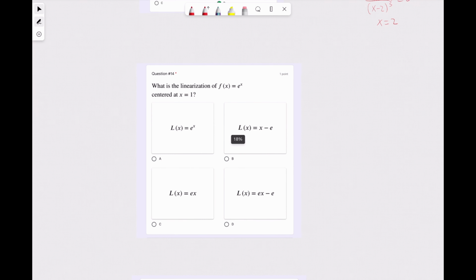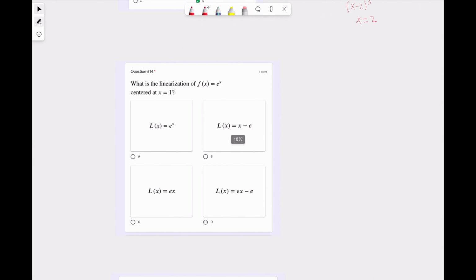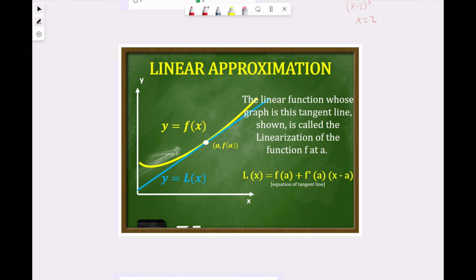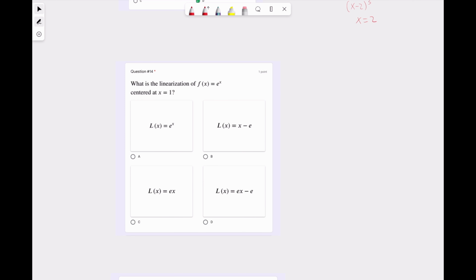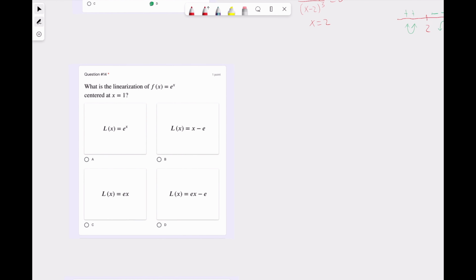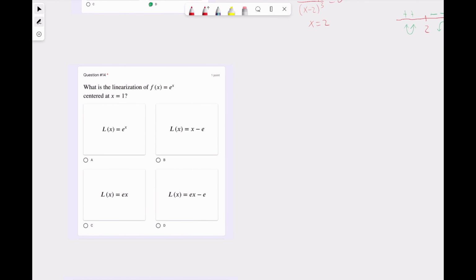So number 14, we have what is the linearization of f of x is equal to e to the power of x, centered at x is equal to 1. So what linearization is, it's pretty much finding the linear approximation to a function at a given point. But we have x is equal to 1, and we are given the function f of x is equal to e to the power of x. So all we have to do is find the first derivative of that function.